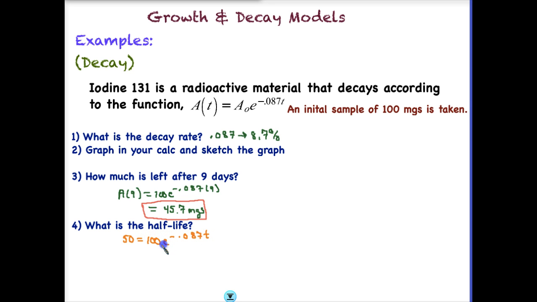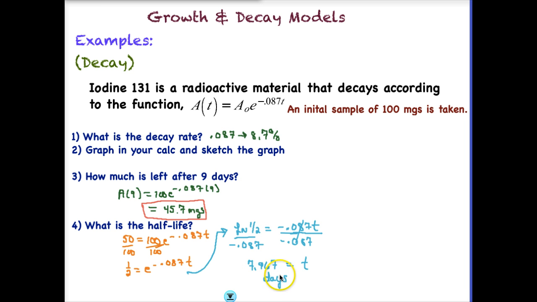First step would then be to divide both sides by 100, and we would end up with 1/2 on the left side, which represents our half-life. And now we can take the natural log of both sides in order to solve for t. Remember, taking the natural log of the right side, we'll just leave the negative 0.087t. And then in order to finally solve for t, we can divide both sides by the negative 0.087. These cancel, and we can put this in our calculator to determine that the half-life is 7.967 days. So every approximately 8 days, the amount of the substance decays by 1/2.